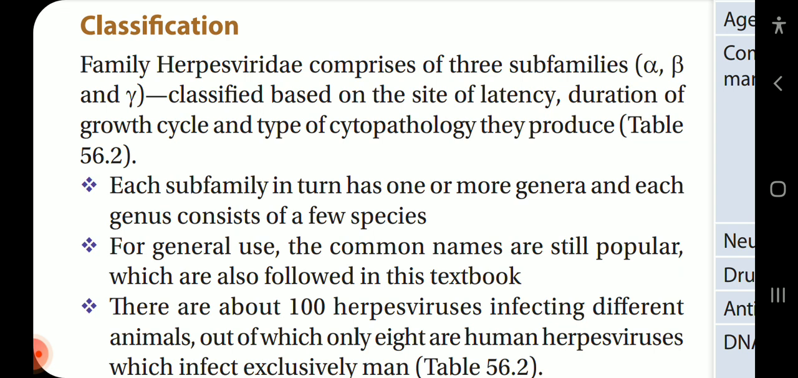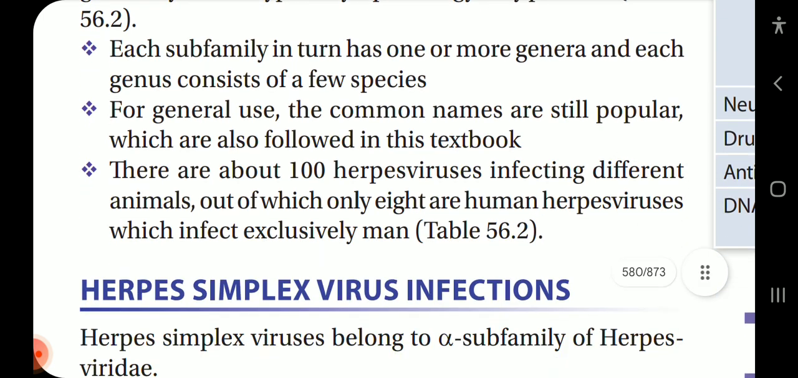Classification. Family Herpesviridae comprises three subfamilies: alpha, beta, and gamma, classified based on the site of latency, duration of growth cycle, and type of cytopathology they produce. Each subfamily in turn has one or more genera, and each genus consists of a few species. For general use, the common names are still popular, which are also followed in this textbook. There are about 100 herpes viruses infecting different animals, out of which only 8 are human herpes viruses, which infect exclusively man.